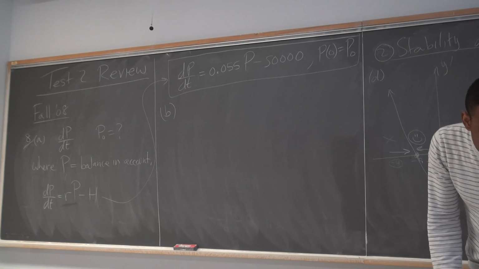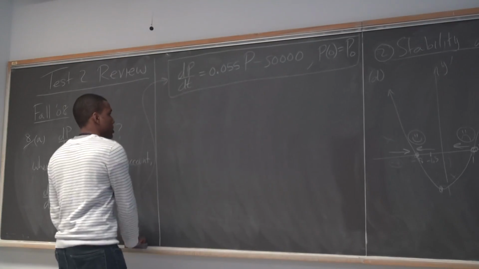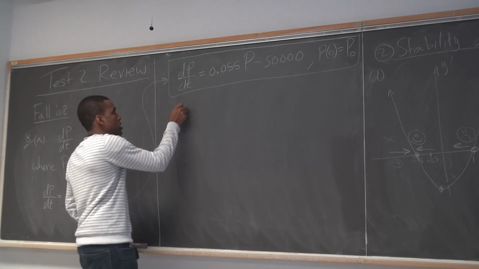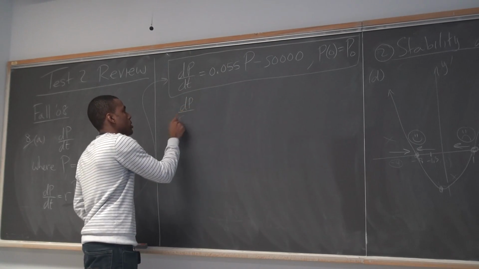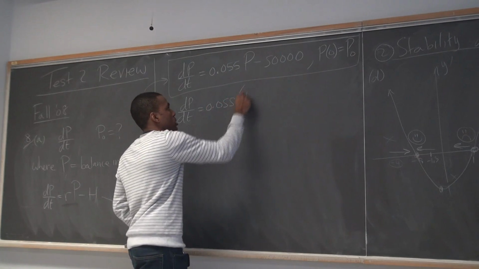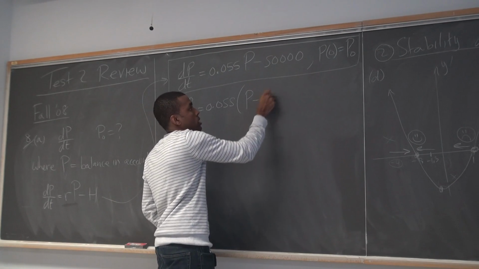And obtain the equation, find the general solution. So part A actually asks us to find the solution as well. How do you find the solution to this? Separation of variables, right? So I can factor out a 0.055. This would be P minus 50,000 divided by 0.055, what is this? 909,090.9?